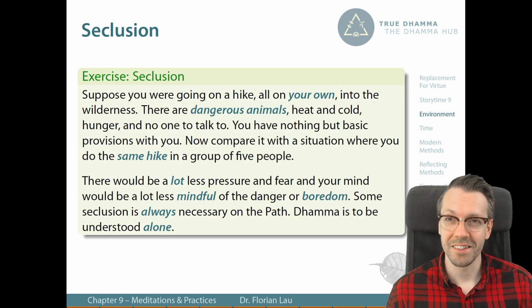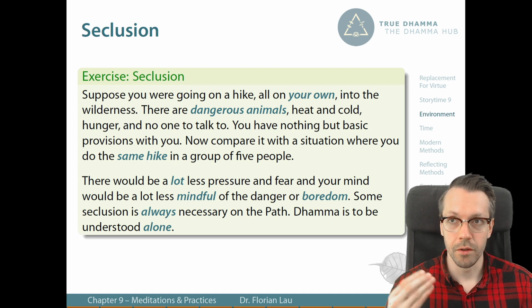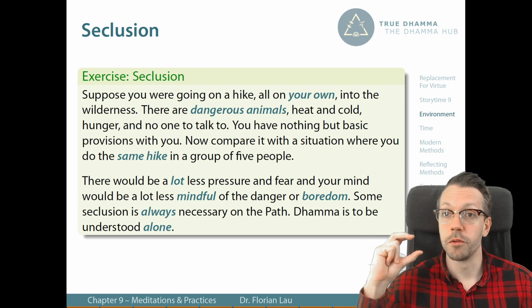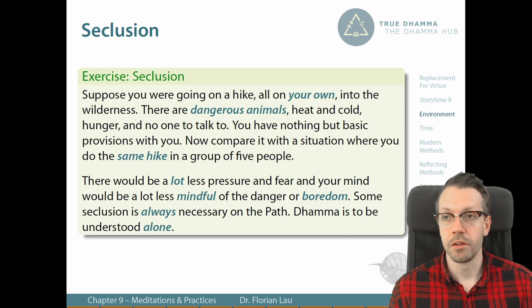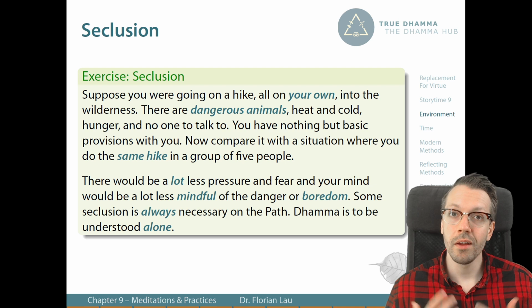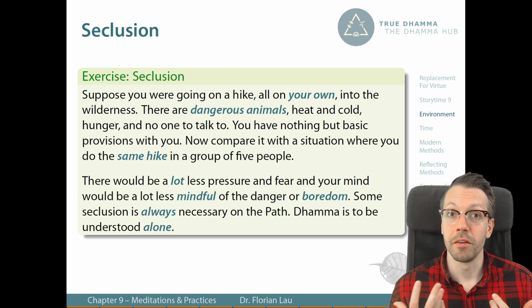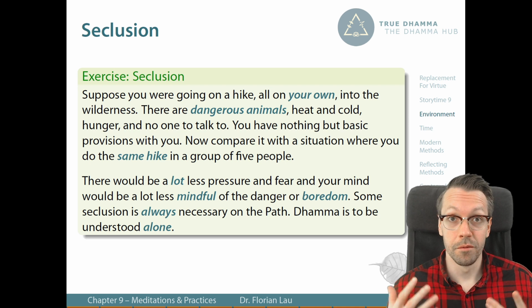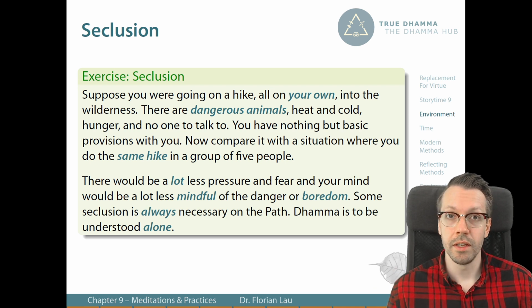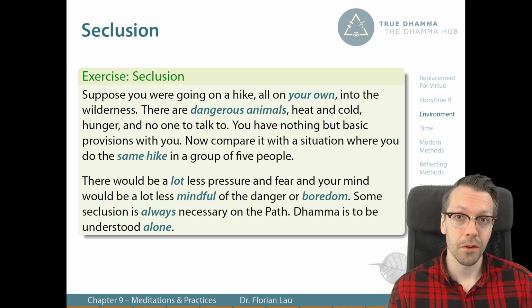And now to the short exercise to show you why seclusion is so necessary. And again, whenever I present you an exercise, the first block is what we do first, and the second block should be done after some contemplation on the question or the scenario that I present to you. And this time around, I want to convince you of the benefits and the difference that seclusion makes. Suppose you were going on a hike all on your own into the wilderness, where there are very much dangerous animals, where there is heat and cold and hunger, and no one to talk to. You have nothing but basic provisions with you.